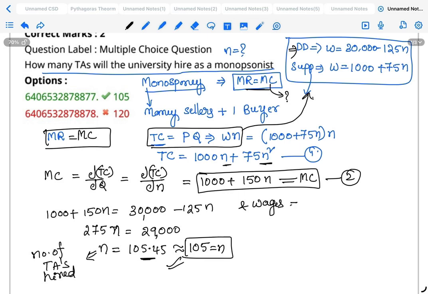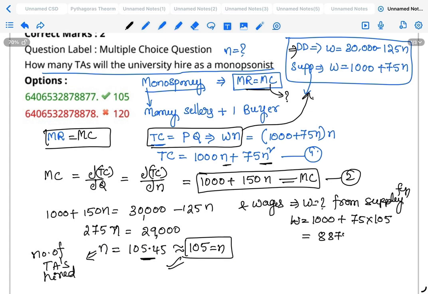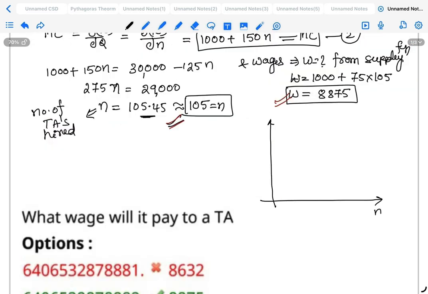Now the wage, that is the W value, from the supply function: W equals 1000 + 75 times 105, that equals 8875.